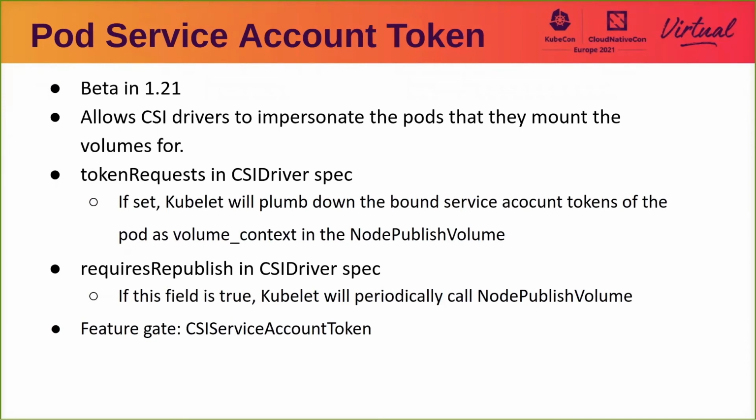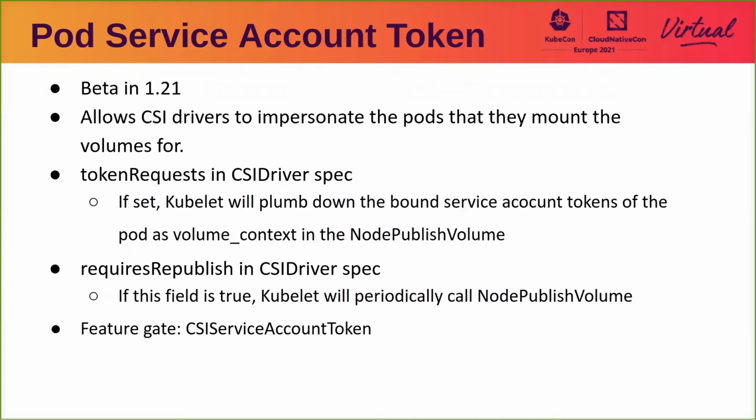This feature adds two fields in CSI driver spec. They are token requests and requires republish. Token request struct has two fields, audience and expiration seconds. Audience is the required field. It refers to the recipient of the token. Audiences should be distinct, otherwise the validation will fail. If it is empty string, the audience of the token is the API audiences of Kube API server. Expiration seconds specifies when the token will expire.